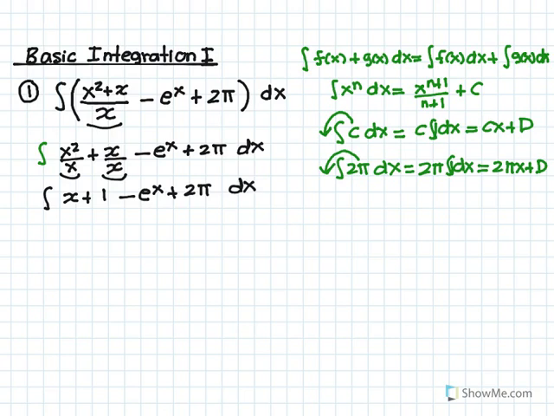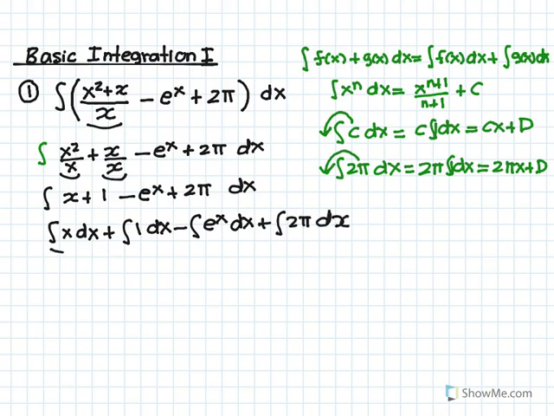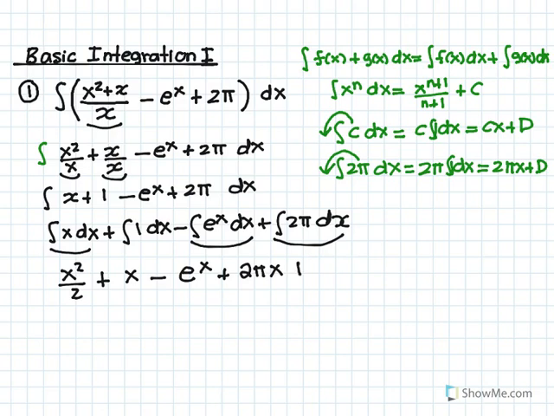Now, the integral of a sum is the sum of the integrals. So that's going to be integral x dx plus integral 1 dx minus integral e to the x dx plus integral 2 pi dx. The first integral will be x squared over 2. Integrating a constant 1, that's just x. The antiderivative of e to the x is e to the x. And what we talked about earlier, integral of 2 pi dx, that's going to be 2 pi x plus the constant of integration, an arbitrary constant.